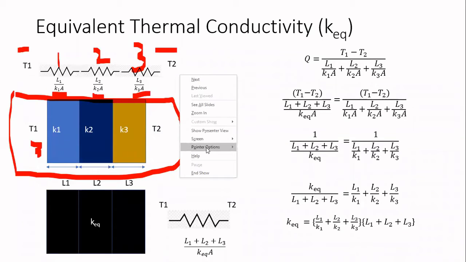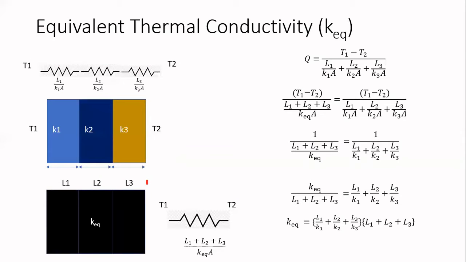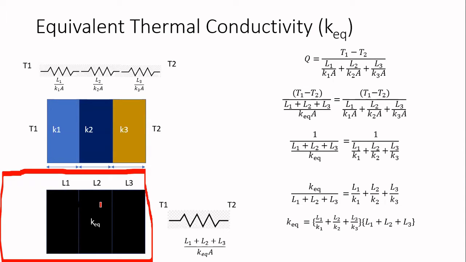Now, if you want to find the equivalent thermal conductivity for this given material, we are going to consider that instead of these three materials, we had a single material. The thickness will be L1 plus L2 plus L3. This entire thing will be the thickness of the material we are going to consider. Here, the materials had individual thermal conductivities K1, K2, and K3. Here we are going to consider that the entire thing has a single thermal conductivity, which is K equivalent, shown over here.